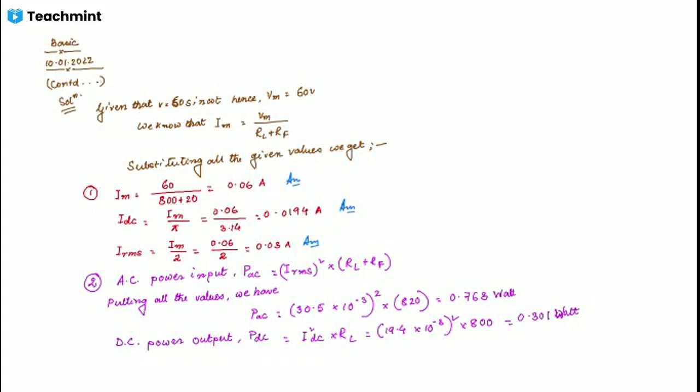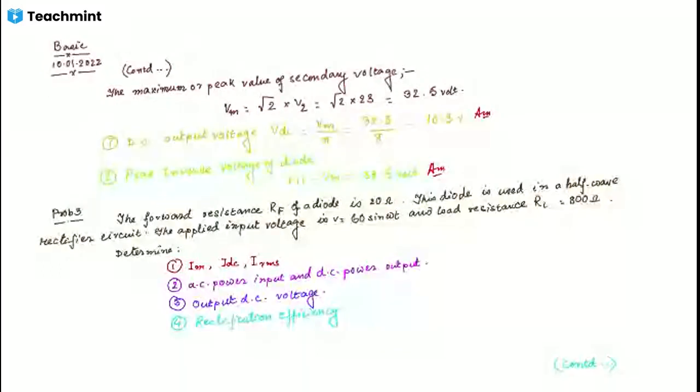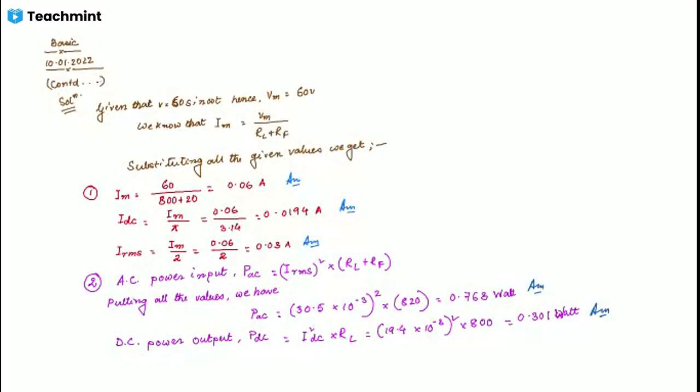So this is another answer. Next, number 3. Number 3 is output DC voltage.